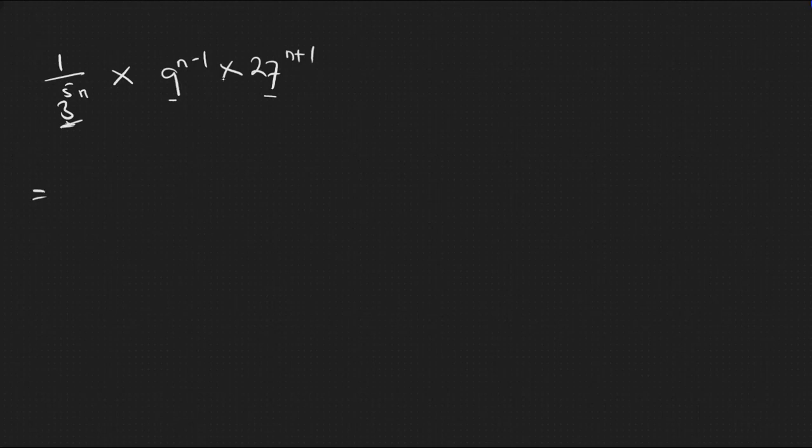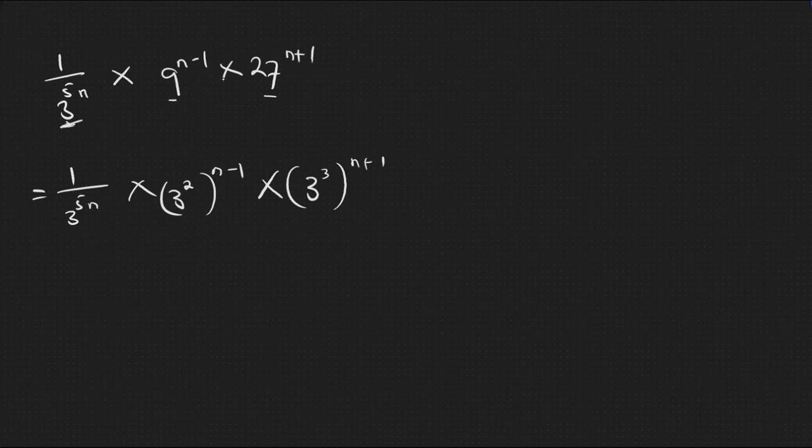So we have 1 over 3 to the power of 5n times 3 to the power of 2 to the power of n minus 1 times 3 to the power of 3 n plus 1.